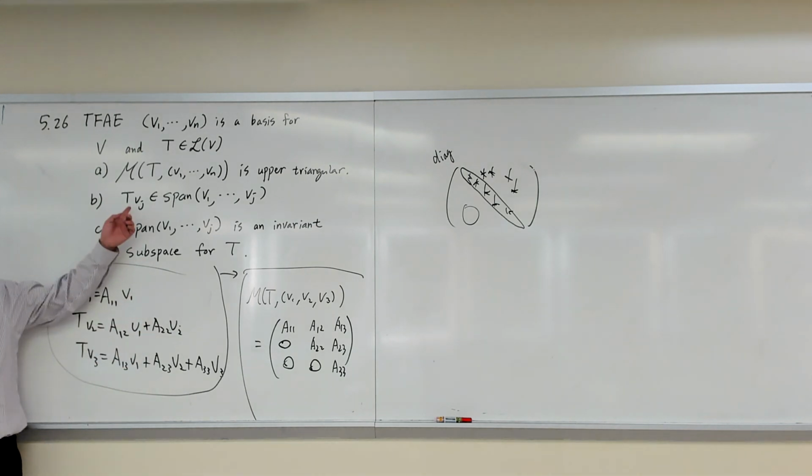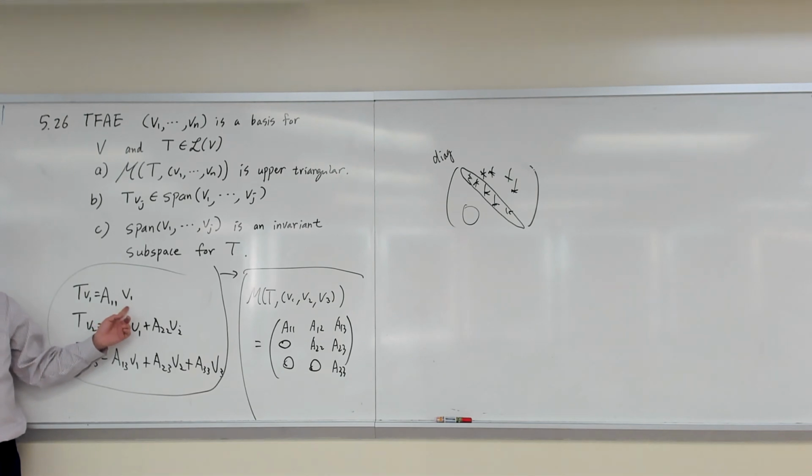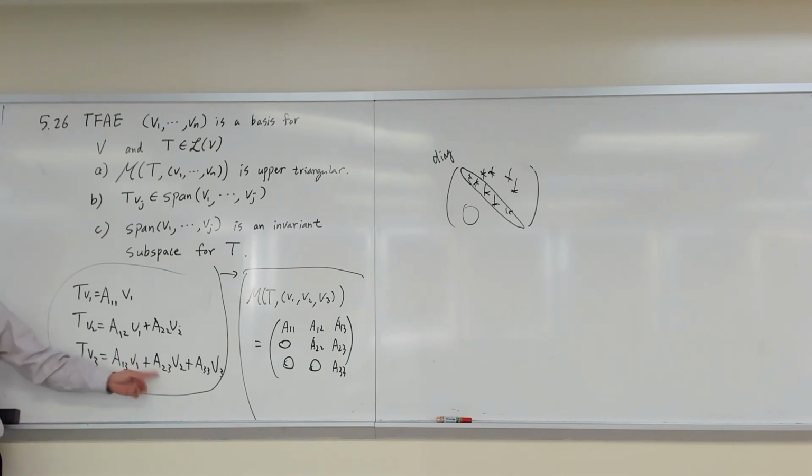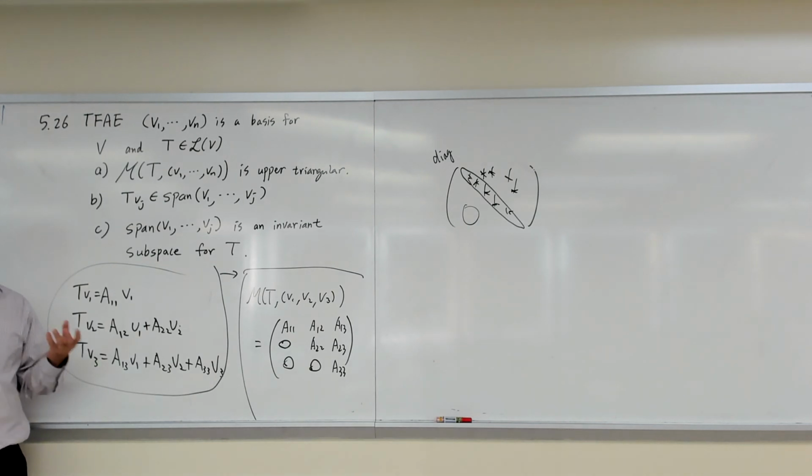Because T of v1 is definitely in the span of v1, T of v2 is in the span of v1 and v2, and T of v3 is in the span of v1, v2, v3. That's exactly this statement, right? And also, if this is true, then the subspace spanned by v1 and v2 will be an invariant subspace, right? Is that good?